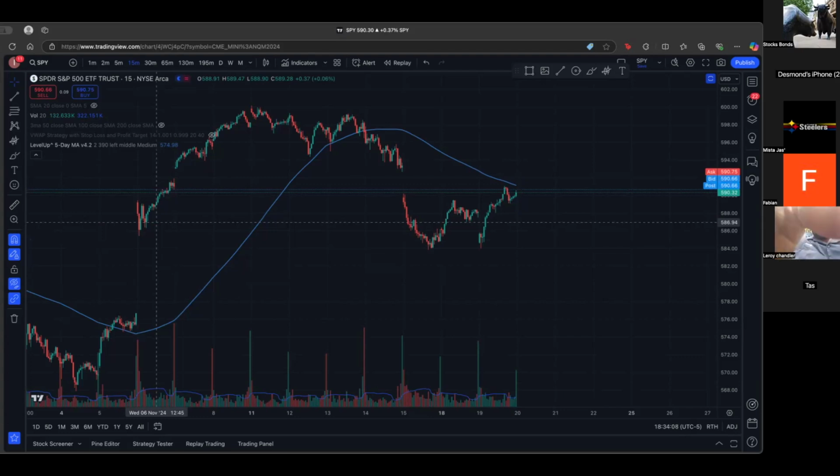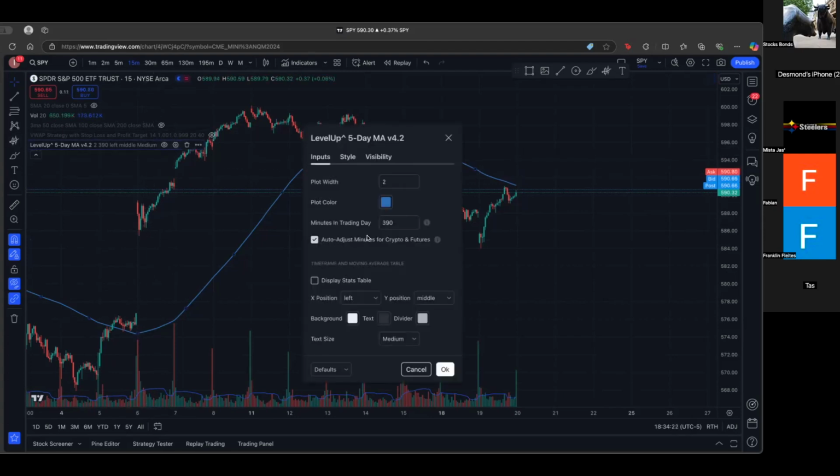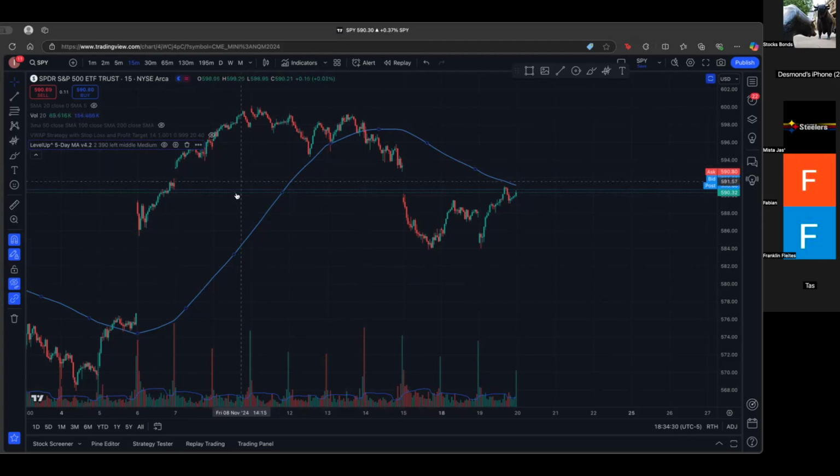I have a question. This only works for common stocks, right? It doesn't work for futures, right? If you go to the settings of this, it automatically calculates for futures as well. Really? Right here, auto adjust minutes for crypto and futures. Enable that, and it automatically calculates for futures too. Thank you, sir. Now I can just use one. Yep.